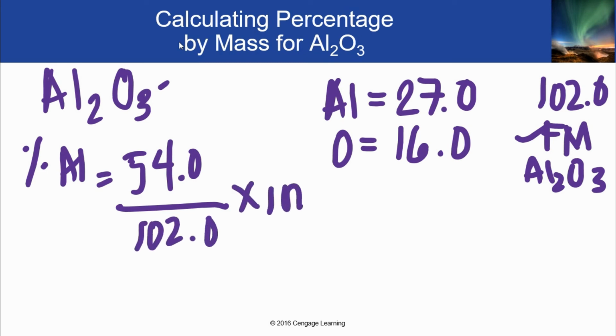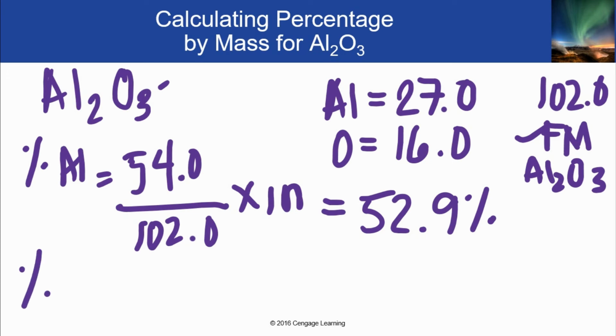Then times 100 natin. So we will get percentage by mass of aluminum, which is 52.9%. Okay. For the percentage aluminum, or rather percentage oxygen, we will use the mass of 3 times 16.